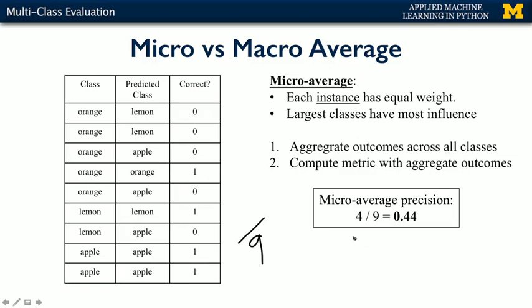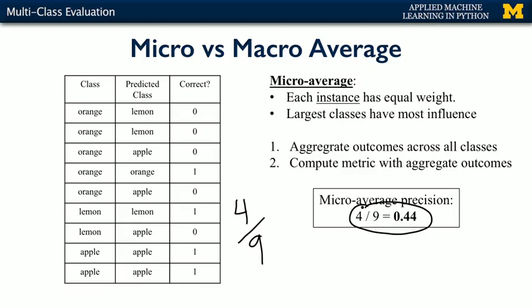And micro average precision will simply compute the precision for all the examples regardless of class in this set of results. So out of these 9 instances, we have found that the classifier predicted 4 of them correctly. And so the micro average precision is simply computed as 4 divided by 9, or 0.44.